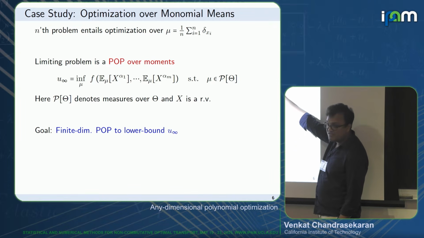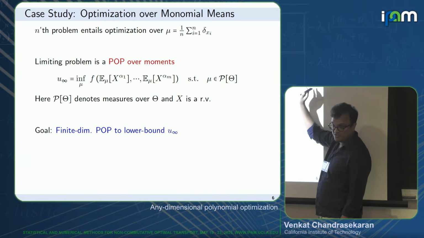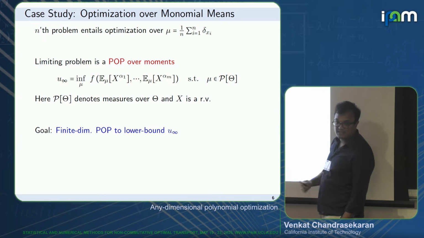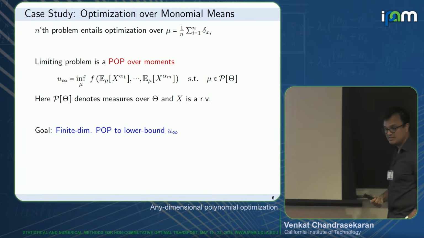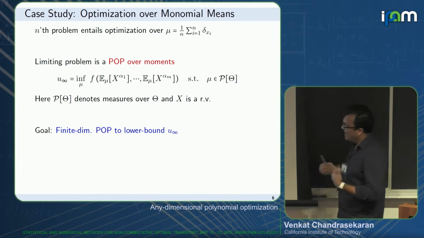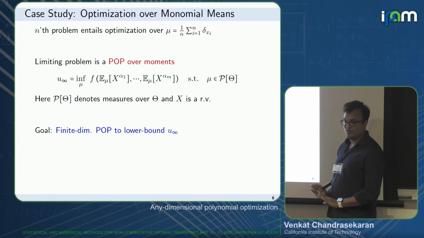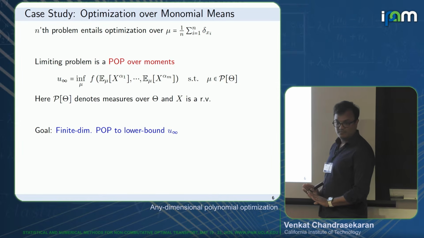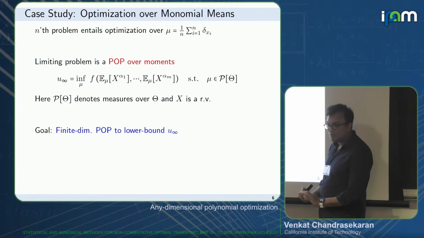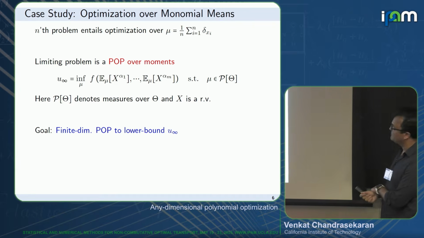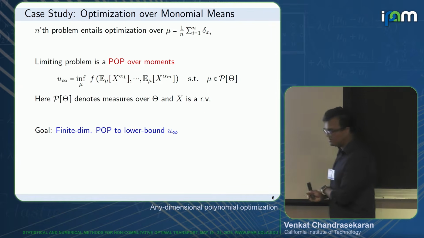And these moments arise from a measure that's a probability measure on theta. Okay? And the goal is to take this POP over moments and try and derive a finite dimensional POP to lower bound u infinity. Okay? So this is more concretely the question for the monomial means problem.